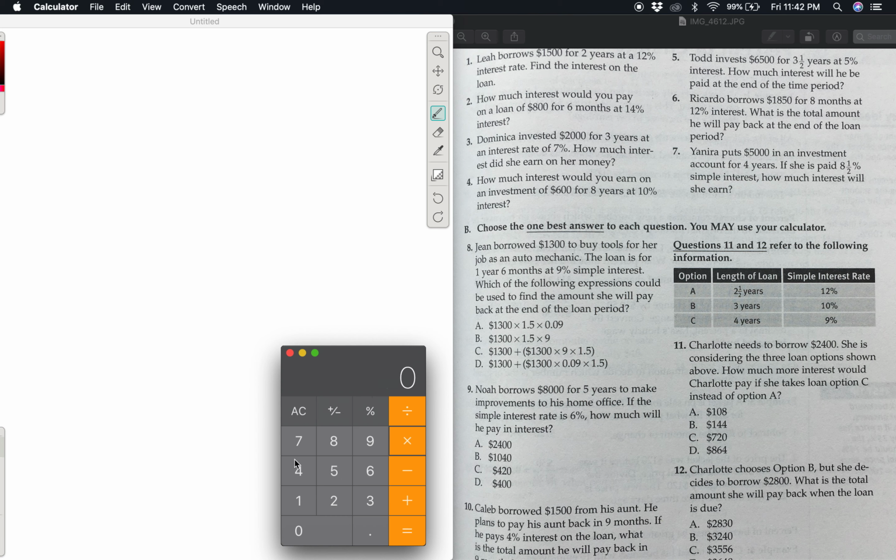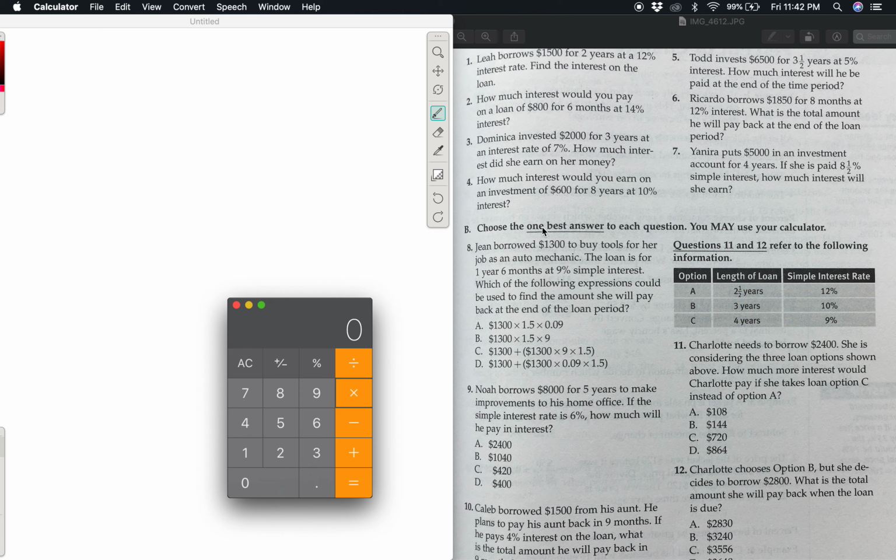0.16. Okay, actually, guys, this is choose the one best answer to each question. You may use your calculator. So we don't actually even have to calculate this. You just have to choose the correct way to do it. So let's see here. We have 1300, which is the rate.